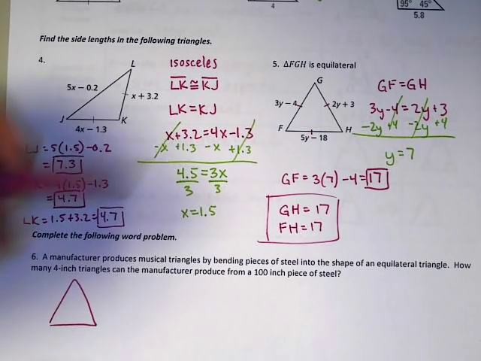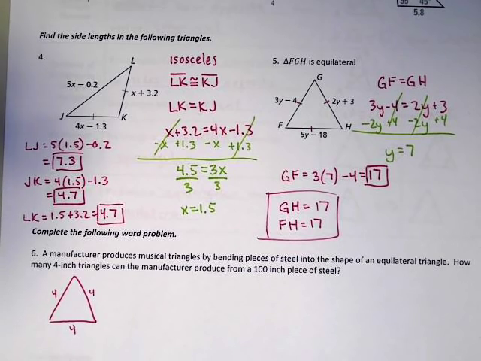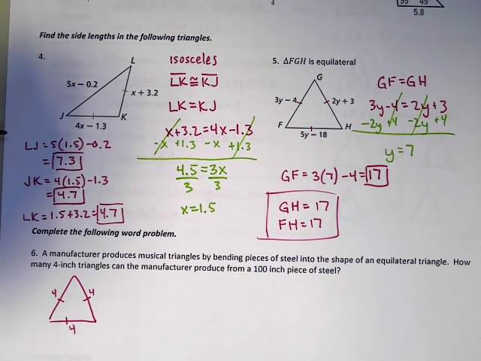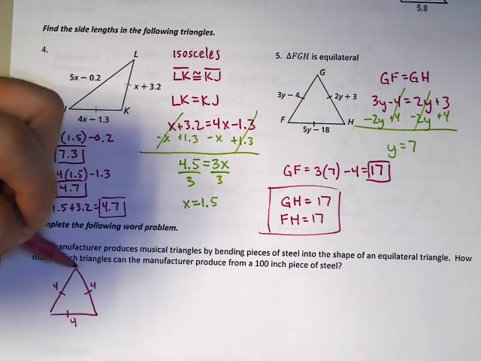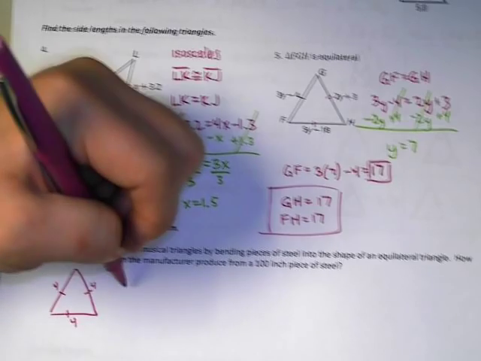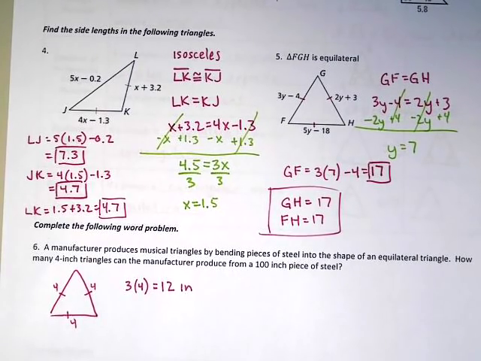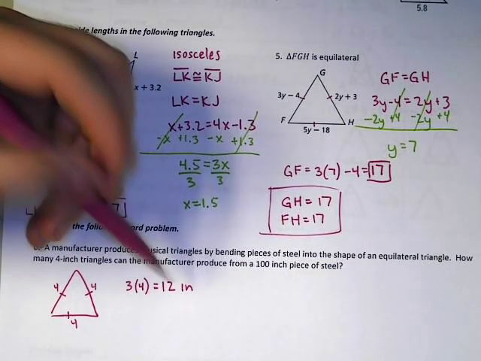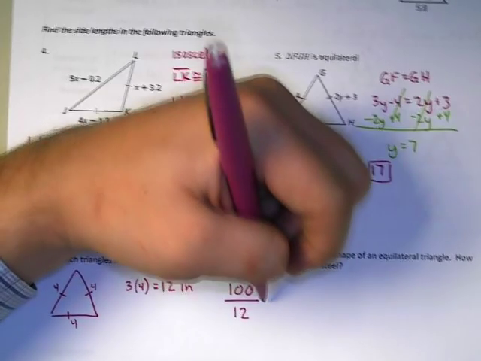And we know that each side is going to be 4 inches. How did we know that? Well, because it was an equilateral triangle. This is an idea we haven't necessarily talked a ton about yet, but we know that if we're trying to make triangles out of a 100-inch piece of steel, then each triangle is going to take 12 inches. Each triangle will cost us basically 12 inches of steel, and so if we have 100, we would just divide the 100 by the 12.